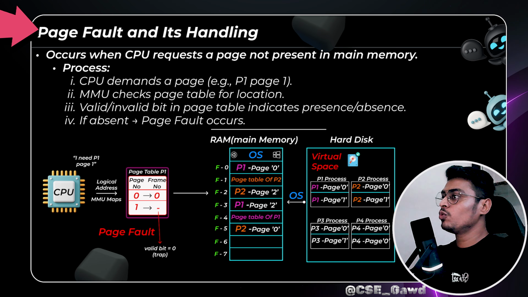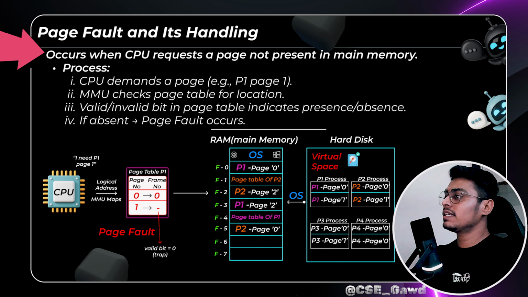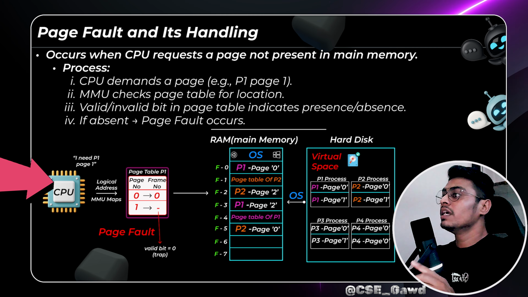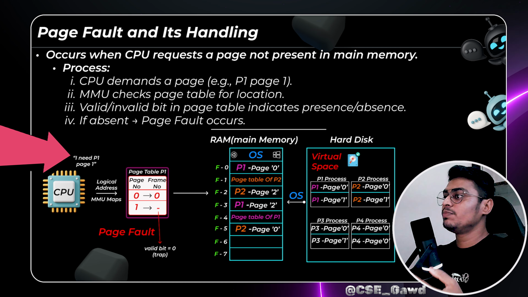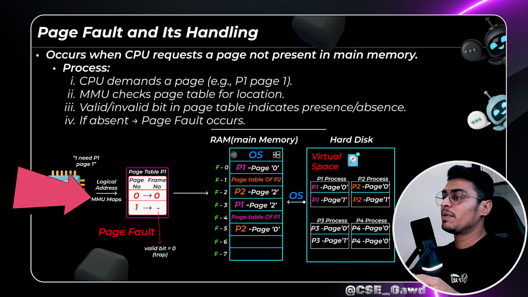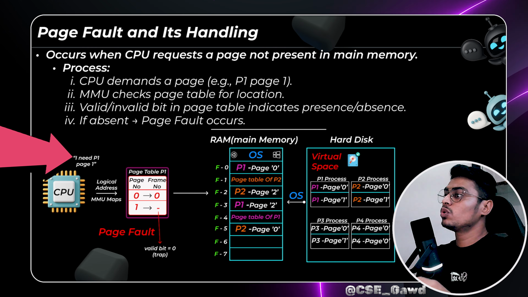Now moving forward to page fault and its handling. Let's understand what happens when the CPU needs a page and that's not currently in the main memory. Let's say CPU is executing process P1. The CPU will make a demand for any page or data. Let's say the CPU generates a demand for page number 1. How will the CPU generate it? Using a logical address, and the MMU, memory management unit, maps the logical address to a physical address. So let's say the CPU generates the logical address of page number 1. It wants the data of page number 1.